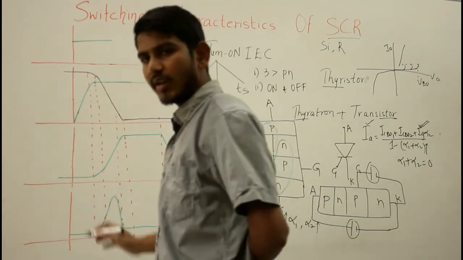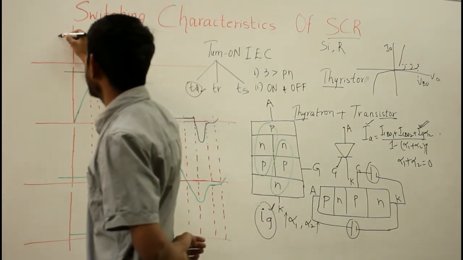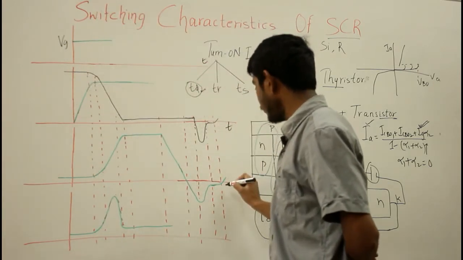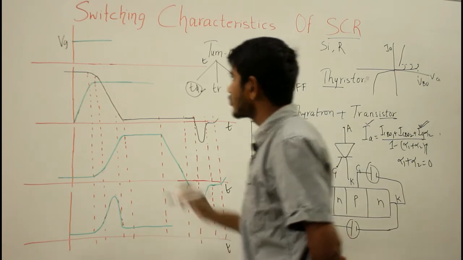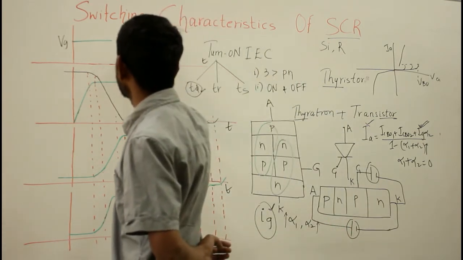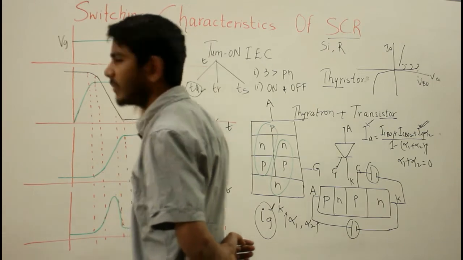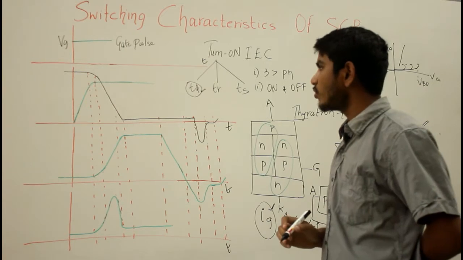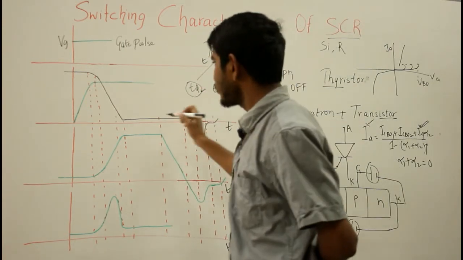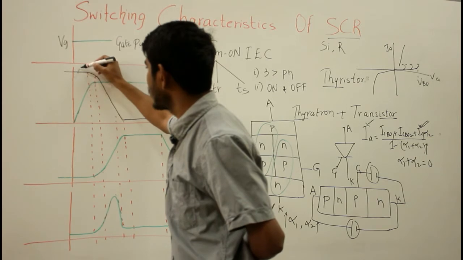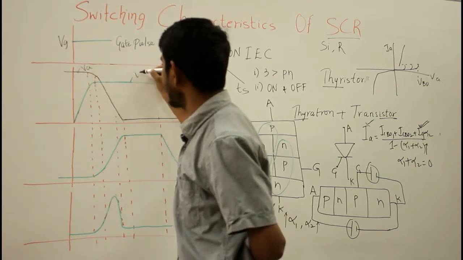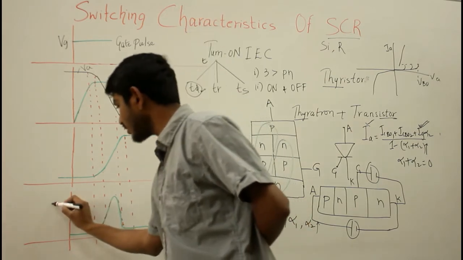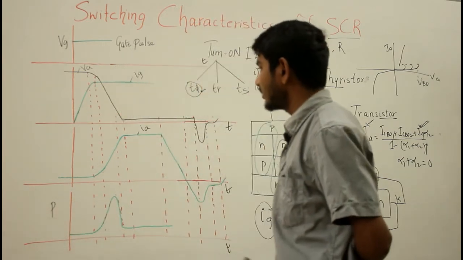So let me explain these graphs. Here I am having VG, that is the gate voltage, plotted against time. This is the time axis. This is my gate pulse. Initially after the application of the gate pulse, the thyristor conducts in a very small region. Here, this is my anode voltage, this is my gate current, this is my anode current, and this is the power loss occurring in the SCR.